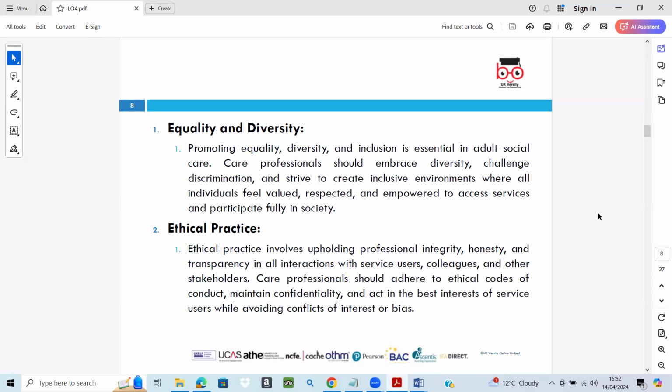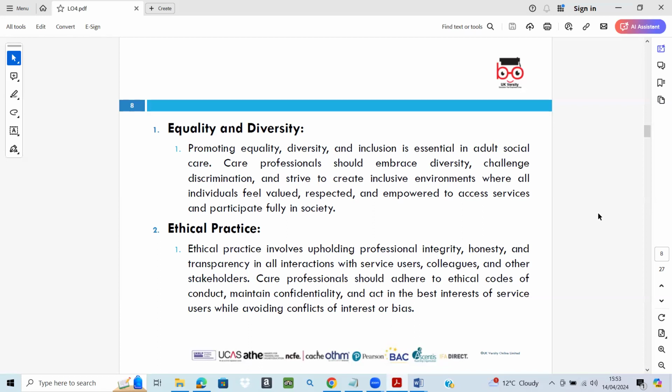So next we have to discuss ethical practices. Why is it important for the care profession to maintain ethical standards? Because ethical practice is the backbone of professional integrity in health and social care. It involves being honest, transparent, and trustworthy in all interactions, and following ethical codes of conduct ensures that we maintain confidentiality, prioritize the well-being of service users, and act impartially, avoiding any conflicts of interest.